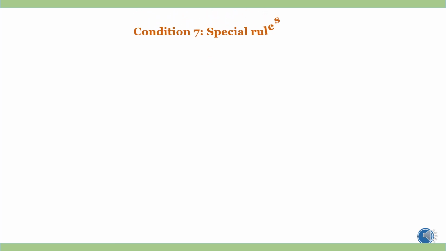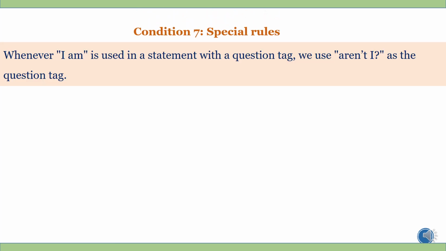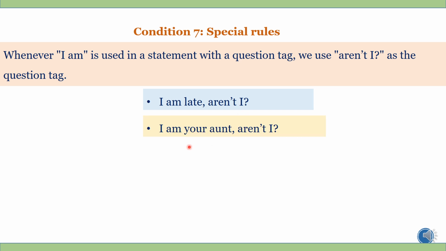Next, special rules. Whenever I am is used in a statement with a question tag, we use aren't I as the question tag. Example, I am late, aren't I? Since here it is I am, you cannot use amn't I. No, that is wrong. Whenever I am is being used in a statement, we need to use aren't I in the question tag. Next example, I am your aunt, aren't I? Again, whenever I am is being used in a statement, we need to use aren't I.